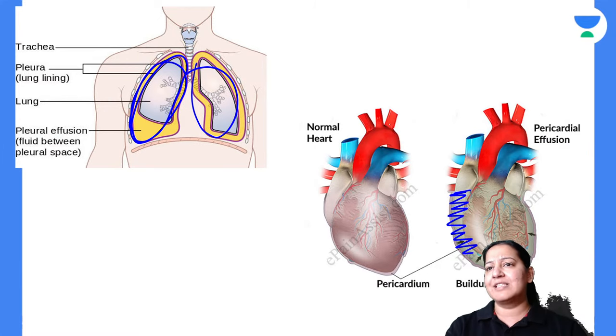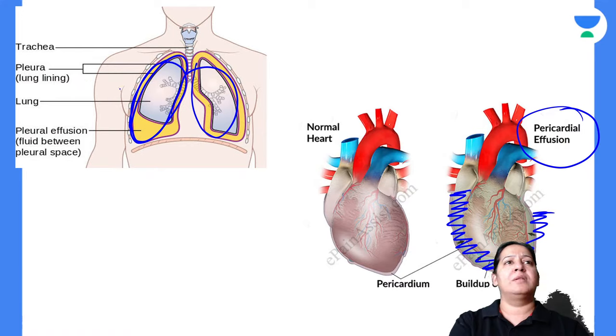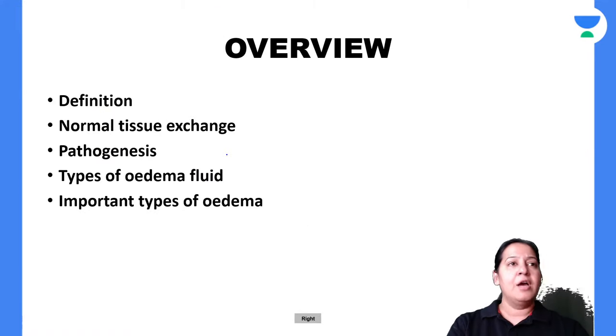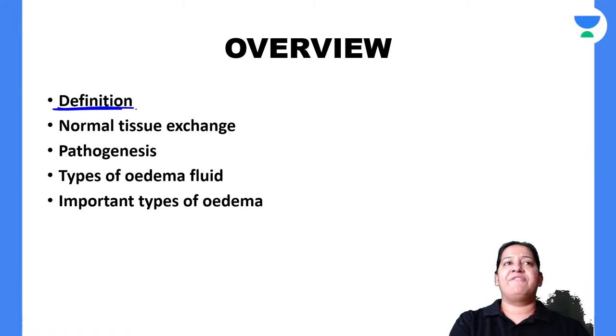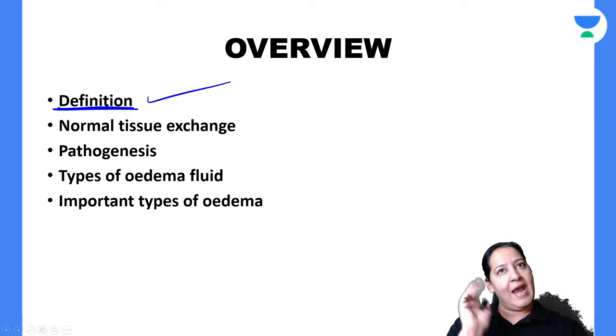See, this is the pericardial space. The fluid got collected in the pericardial space. So this is pericardial effusion. This is pleural effusion, right? So we are done with the definition of edema and effusion.